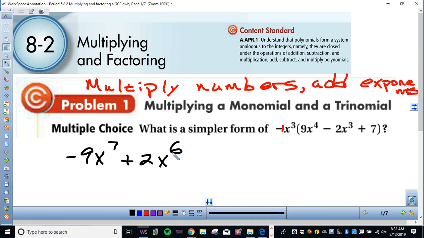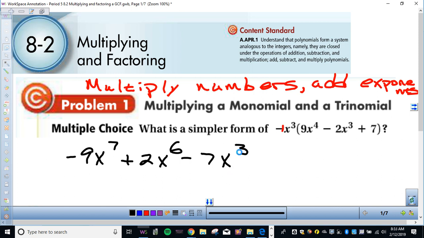What do I get for the last one, multiplying these two together? -1 times 7 is? -7x to what power? Good. -7x cubed.